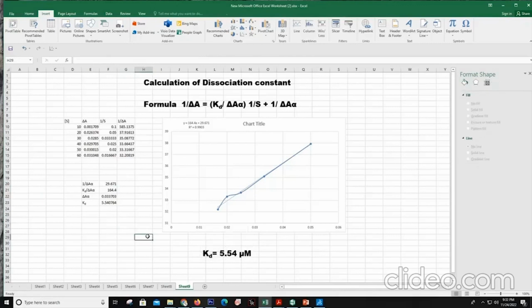So this is how we can use optical difference spectroscopy to calculate the Kd value of a ligand binding to a protein. It can also be used for other interactions, but in this video we have taken a protein and a ligand interaction as an example. Thank you. So this is all about the potential of spectroscopy in mapping the enzyme-substrate interactions.